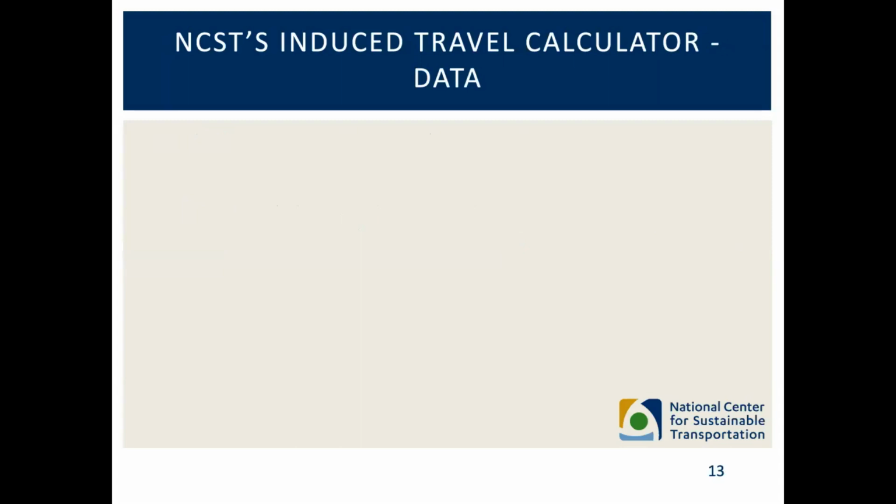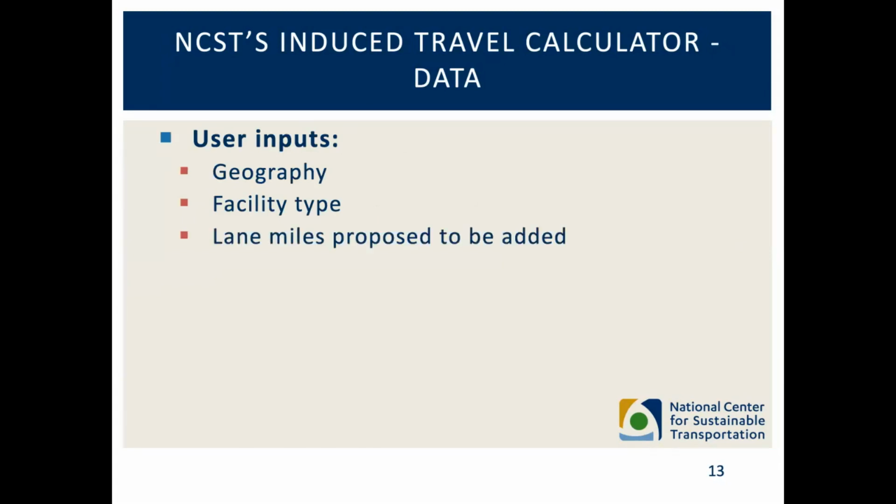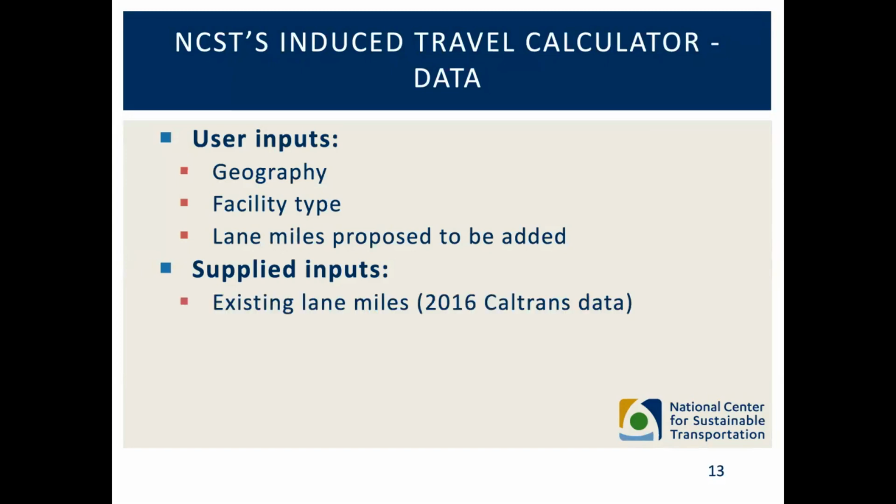And so what data does the calculator use for the equation inputs? Well, there are 6 inputs to our calculator, 3 of which the calculator supplies, and 3 of which the user inputs. So the user inputs the relevant geography, the type of facility to which lanes are proposed to be added, for example, an interstate, class 2 or class 3 facility, and the number of lane miles proposed to be added. The calculator then queries a spreadsheet to determine the total existing lane miles of the same facility type in the same geography, the existing annual VMT on those facilities in that geography, and the applicable elasticity.